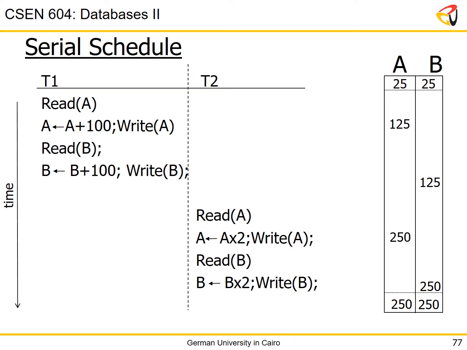Now what you see here is a serial schedule, our gold standard. If we start with 25 and 25 and we are adding 100 to A and 100 to B and then multiplying by 2, then the 25 becomes 125, we multiply that by 2, so it's 250. So the output of running T1 followed by T2 is 250 and 250.